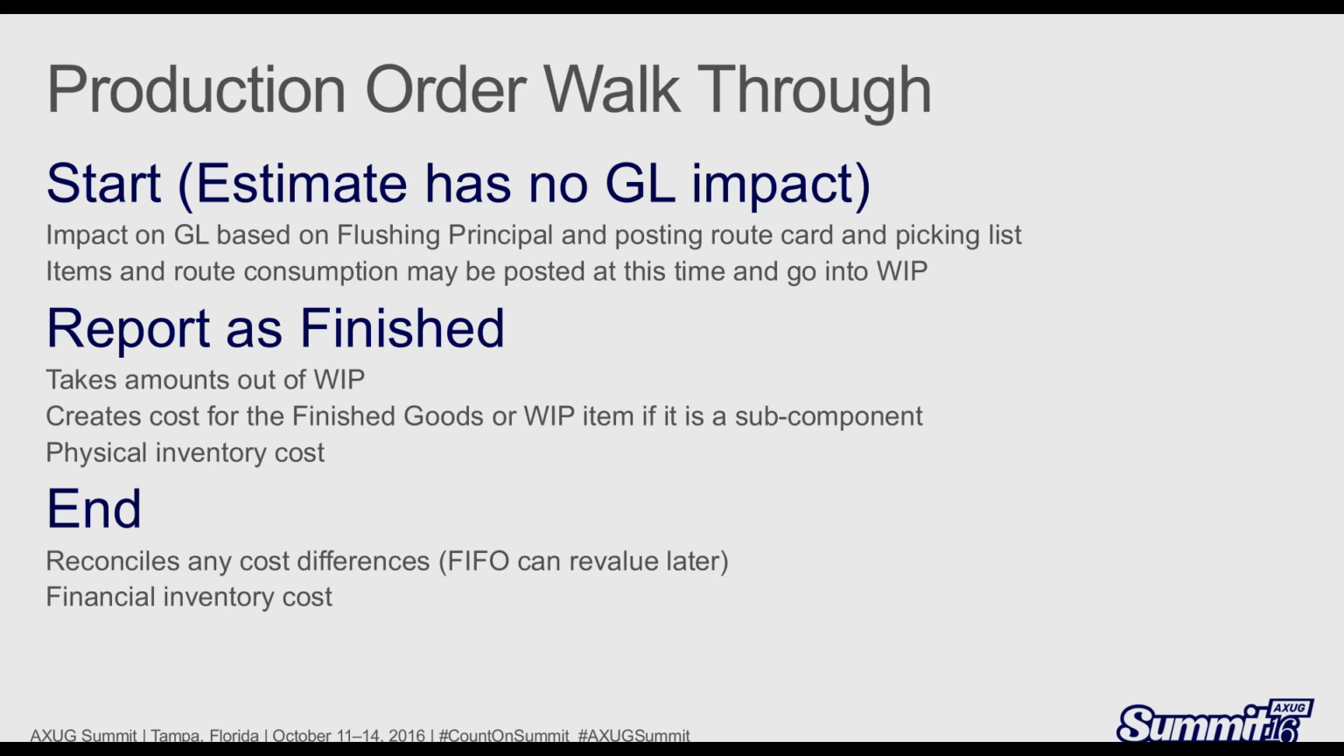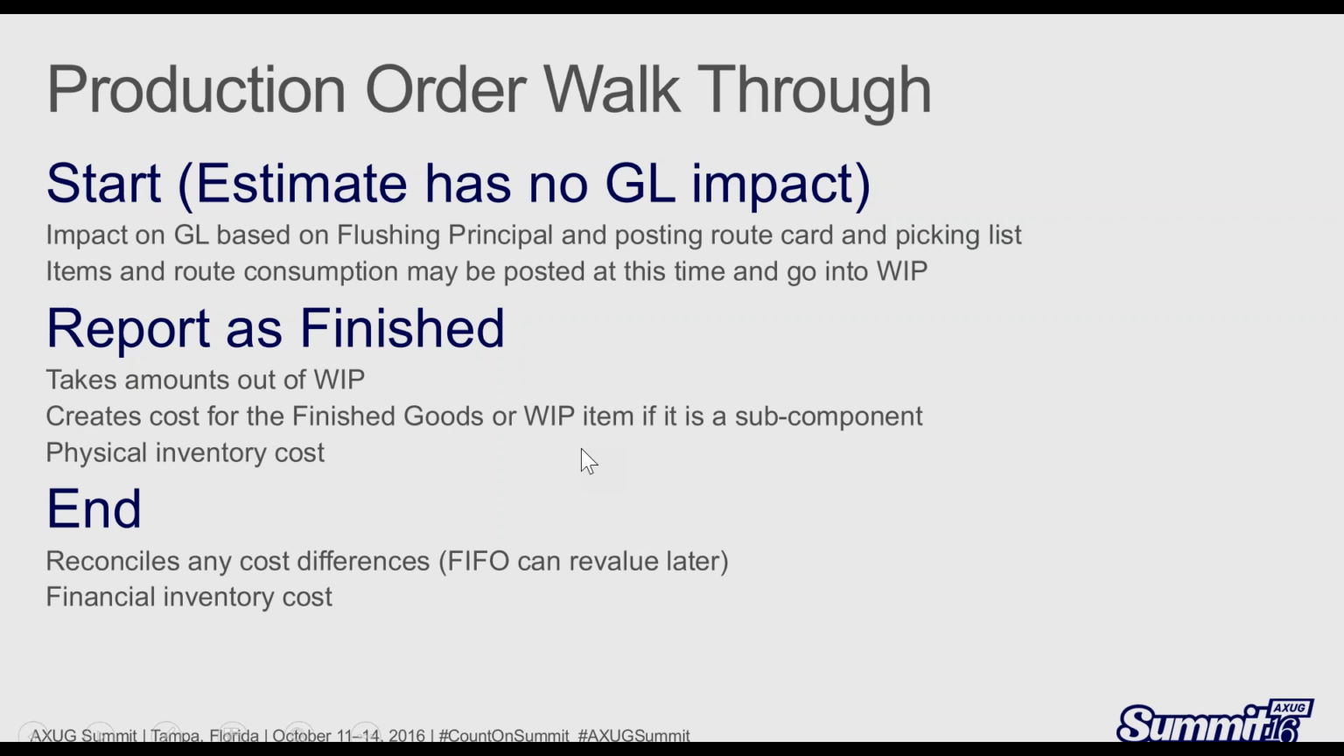And then the next step after we do that is going to be the report as finished process. That's going to take the amount out of WIP that got put in there when we posted the route card and the picking list. It's going to create a cost for the finished good or the work in process item.